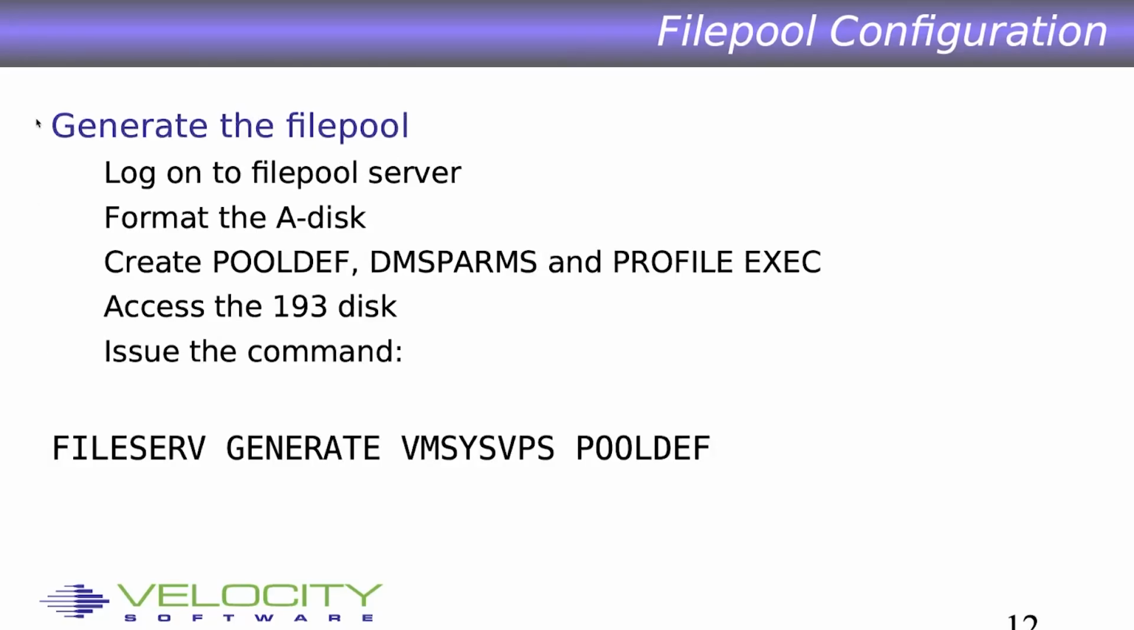To generate a file pool, we log on to the file pool server, format the A disk, assuming a freshly created virtual machine, create our pool.def and DMS parms files and a profile exec to start the file pool at autolog time. And we access the 193 disk. The 193 disk is where the file pool code lives. And then we issue the command file serve generate, and we give the file ID of the pool.def file, in this case, vmsys vps pool.def.